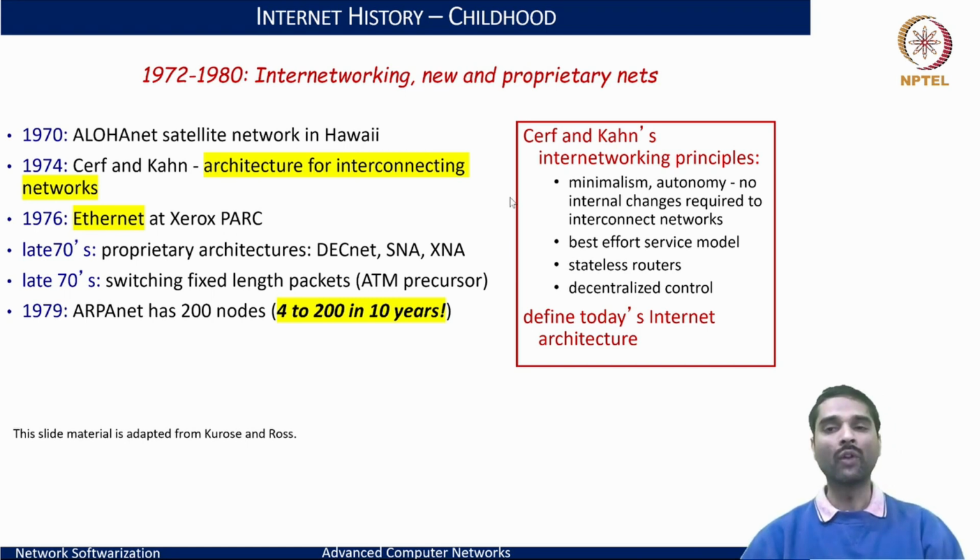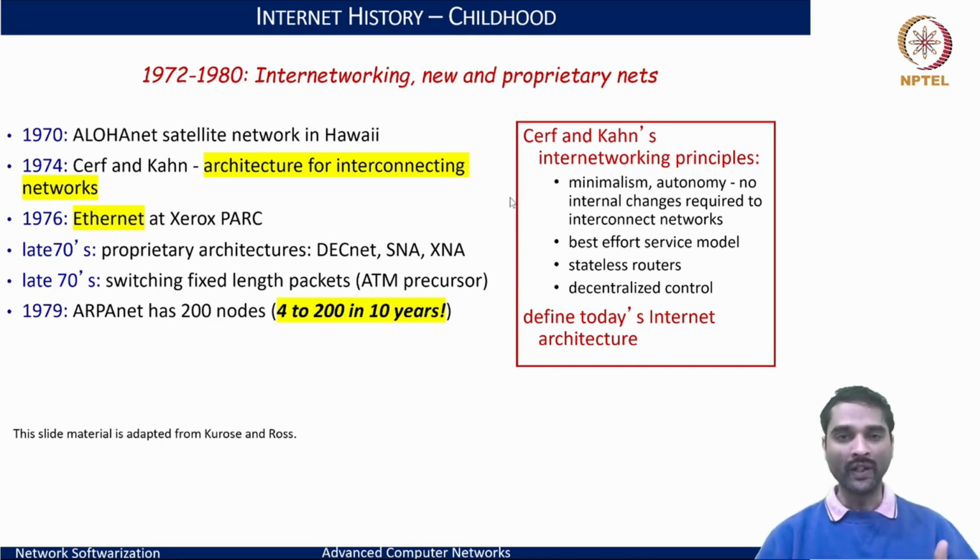And the whole role of the network needs to be the best effort service model, in that once it takes the data, it tries to do its best to deliver the data to the other end and not have any state embedded in the networks, that is essentially stateless routers, and decentralized control. And these are the key founding principles that define today's internet architecture.